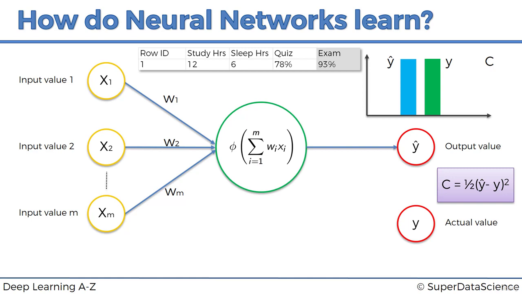And then we repeat the same process again with the same exact row. We're trying to minimize that cost function. So up until now, we've been dealing with just that one row. Let's see what happens when you have multiple rows.